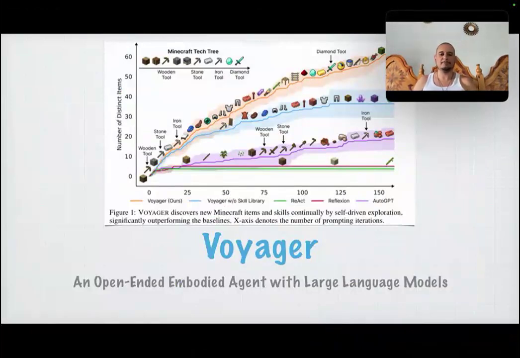Hi, welcome. Today we will talk about the Voyager paper, an open-ended embodied agent with large language models.